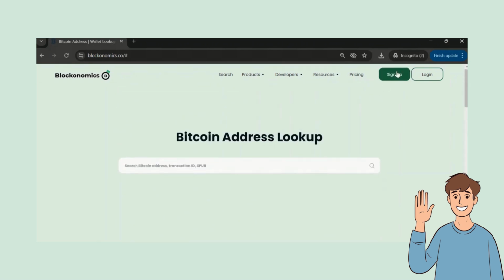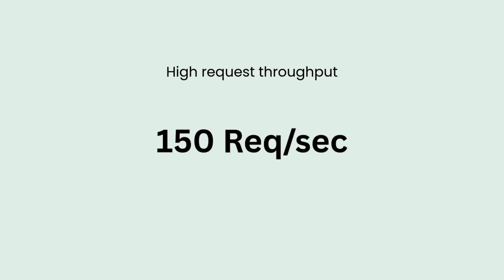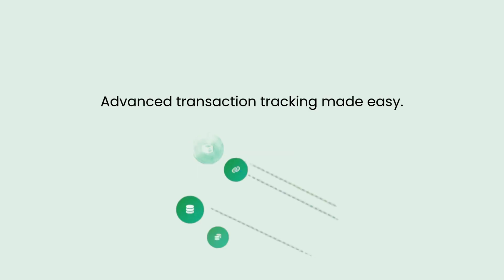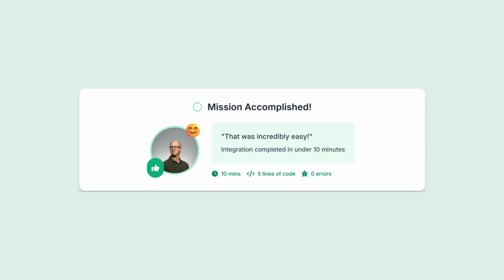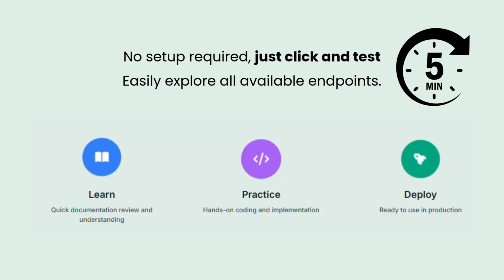Now let's dive into the tutorial. Say hello to the Blockonomics Search API. It's designed for performance, offering high throughput to handle large volumes of queries. It's completely free to use. It takes care of the tricky Bitcoin blockchain intricacies and gives reliable data. The Blockonomics API playground lets you test code in any language. No setup, no hassle. Just click, run, and see results instantly.